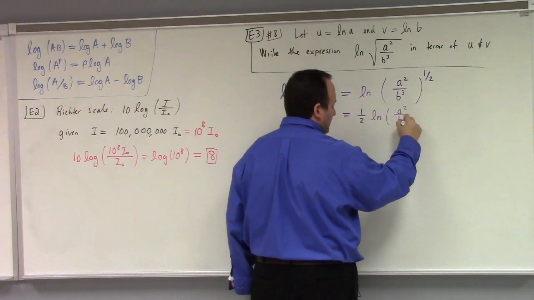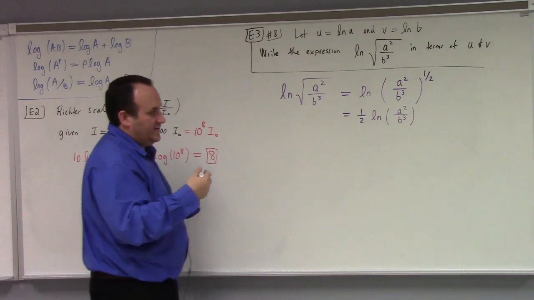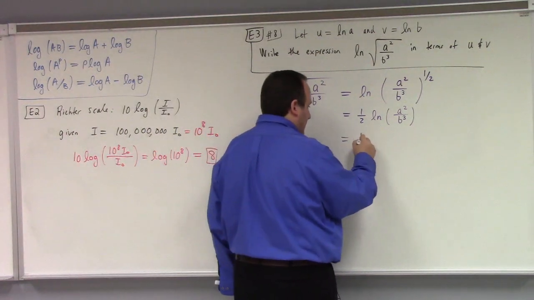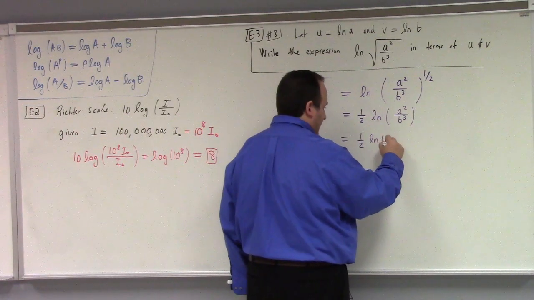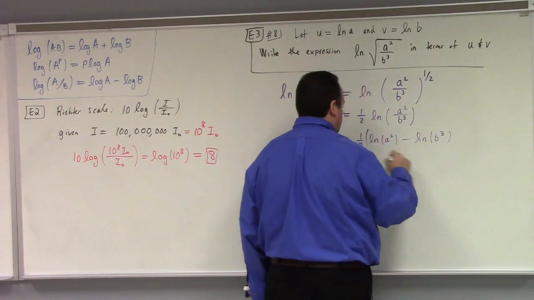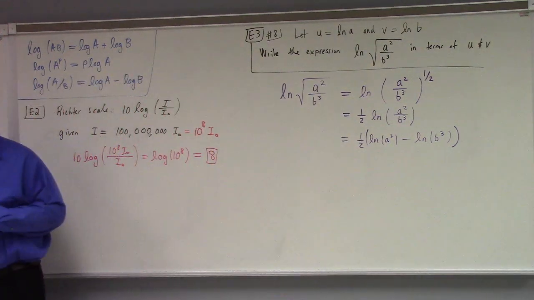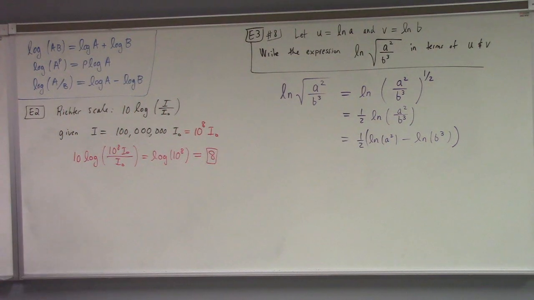Now what can I do next? I can use property 3. I can rewrite the natural log of the quotient as the difference of the log of the numerator, which is a squared, and the log of the denominator, which in this case is b cubed. Parentheses are your friend. Be careful that the half has to multiply both terms. So I used number 3 over here.